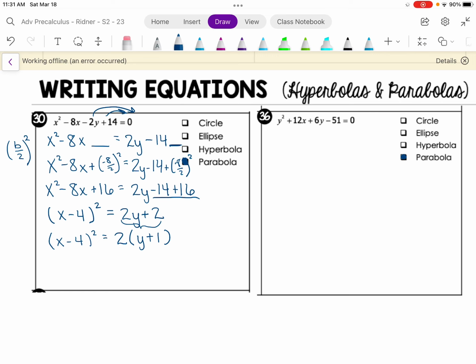Okay. And the last one is the same, except this time I'm grouping y's together and adding something, and moving the x's over. So the nice thing about parabolas is that I only have to complete the square once. So what am I adding? 6 over 2 squared. Well, that's 9 to both sides.